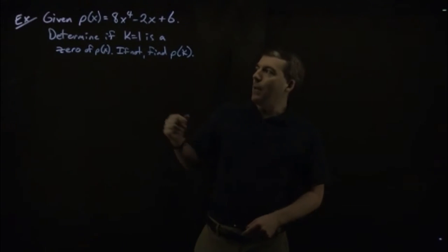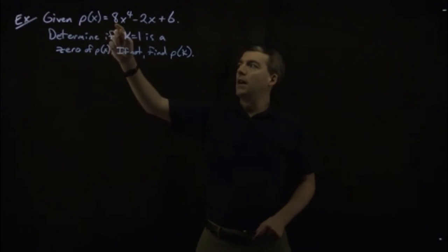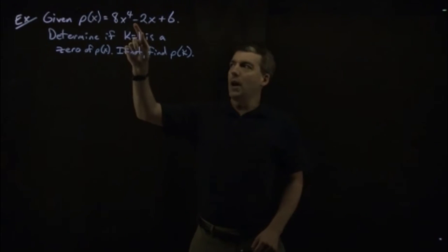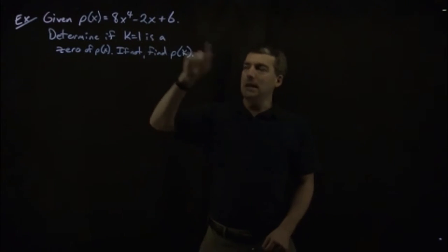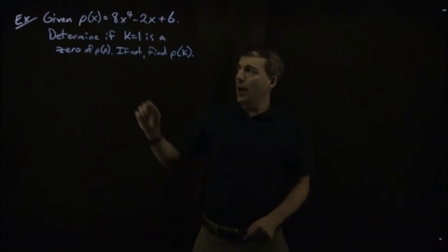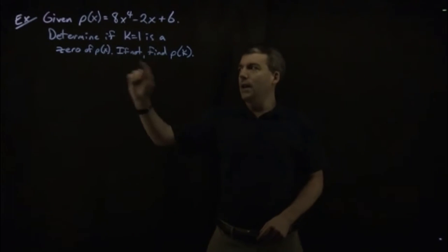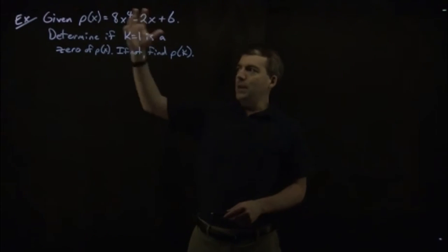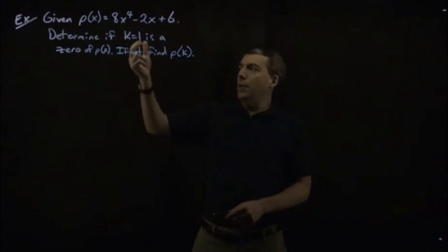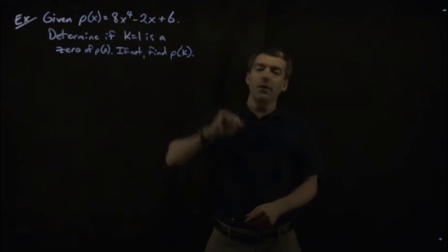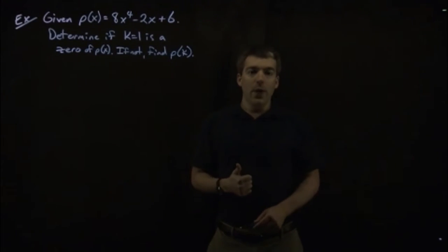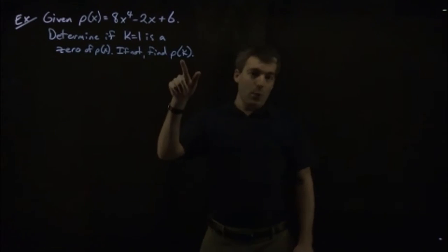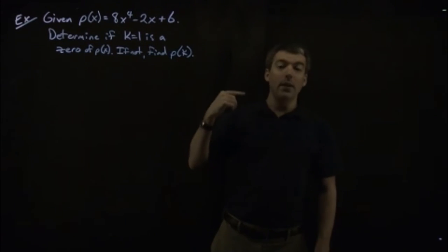All right, so here we have a polynomial. We're given p of x is 8x to the fourth minus 2x plus 6. And we're asked to determine if k equals 1 is a zero of this polynomial. So that means we're going to set up the synthetic division algorithm with k equal to 1 and run it through here. If we get a remainder of 0, we know that 1 is a zero of this polynomial. If not, we will have found p of k, p of 1 in this case.